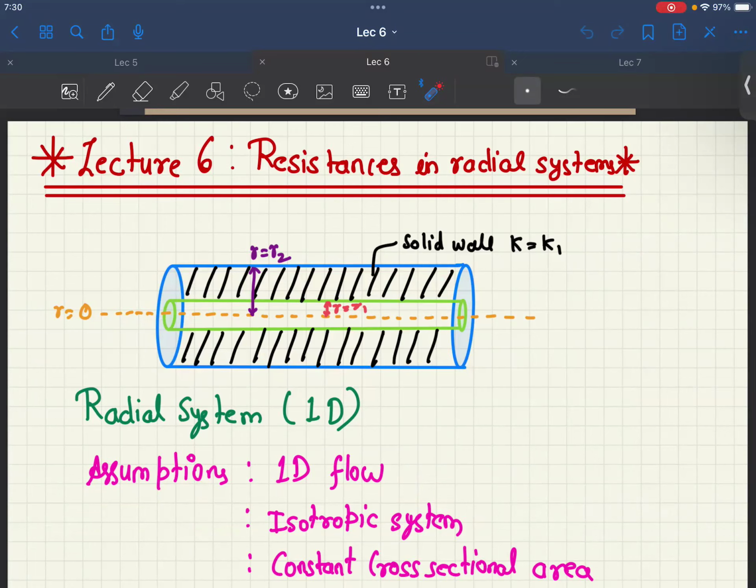It's like this system, a cylinder inside a cylinder. The blue one is the outer cylinder and the green one is the inner cylinder. The radius of the outer cylinder is R2 and the radius of the inner cylinder is R1. Whatever space is there in between these two cylinders is filled with some material. Usually the conductivity of that material we are assuming as K1.